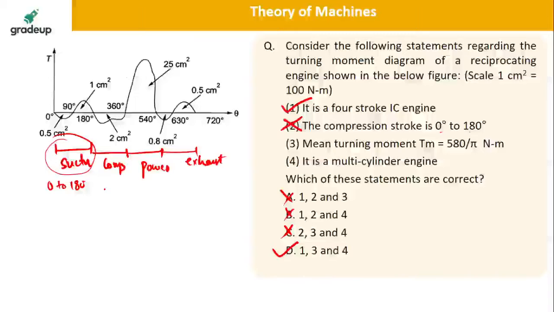But let us try to solve the complete question. What will be T mean? T mean will be equal to the sum of the total area, or net area, divided by the cycle, or crank rotation. We can say crank rotation.